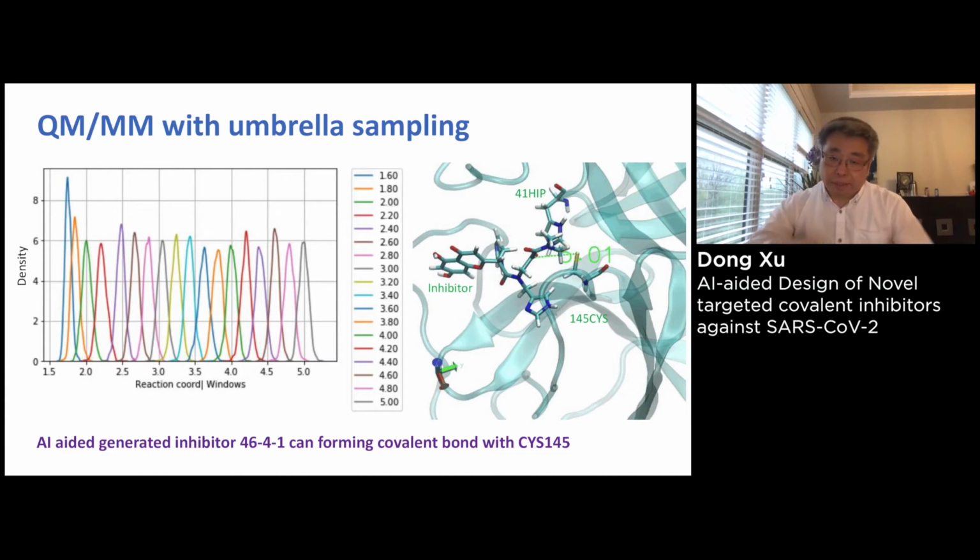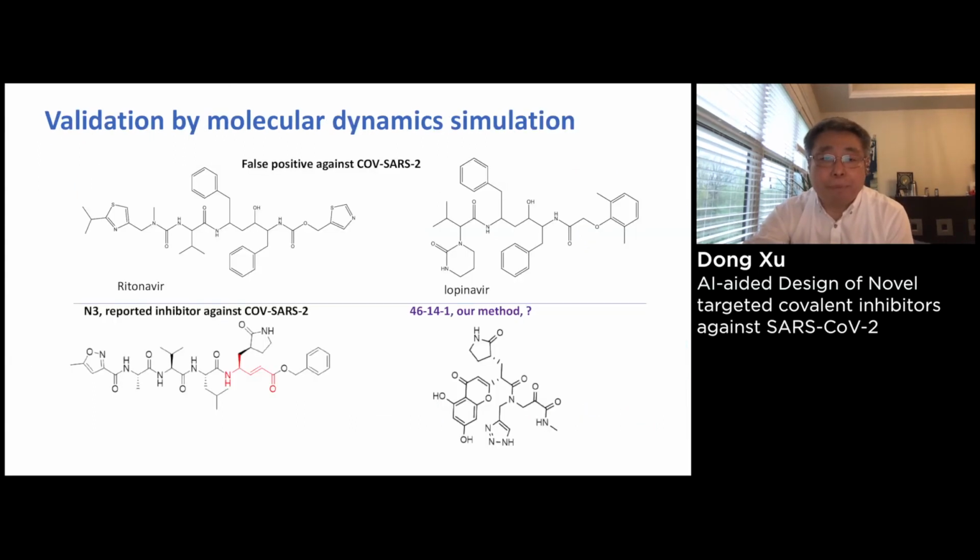And finally, we can get some good candidates. And then we test these candidates through molecular dynamic simulation by checking their binding free energies. So here we compare among 4 cases. These 2 are HIV drugs. As we already showed, they are not effective. So they are sort of the false positives as control. This N3 is a good candidate, so it's a positive. And here's the molecule that we designed through this machine learning method.